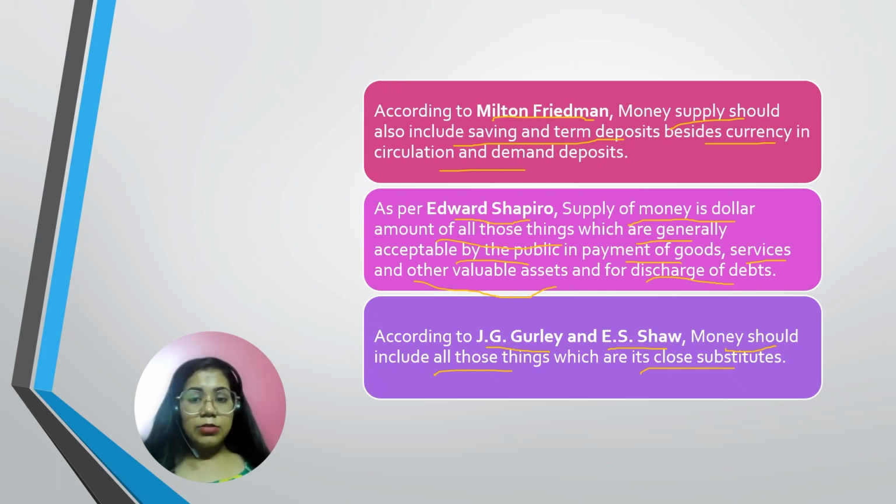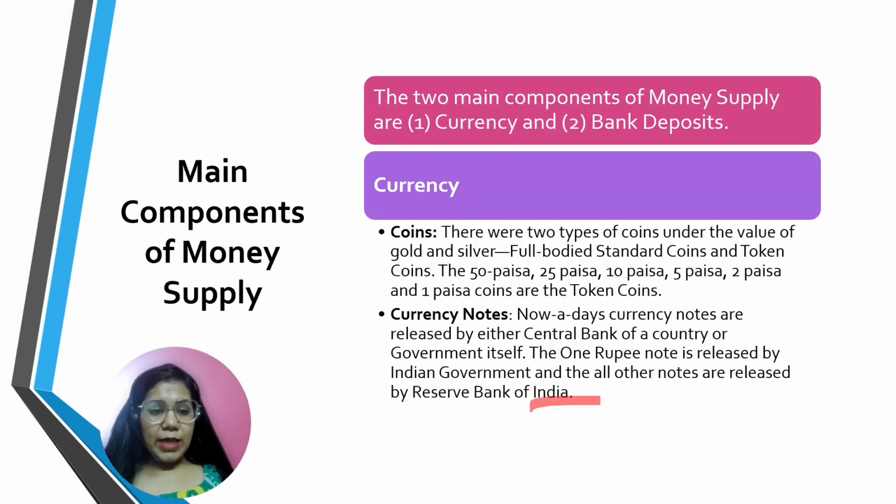Now let's go to the next slide and see what the main components of the supply of money are, which everyone considers true. Let's study the main components of money supply. When we read about the definitions of money supply, every economist agrees that there are two main components. What are they? First is currency and second is bank deposits. Let's read about them in detail.